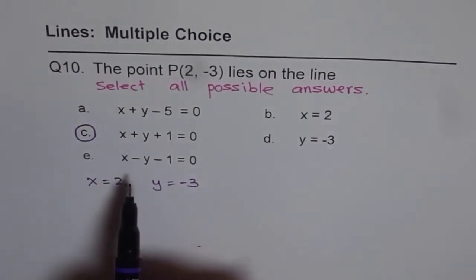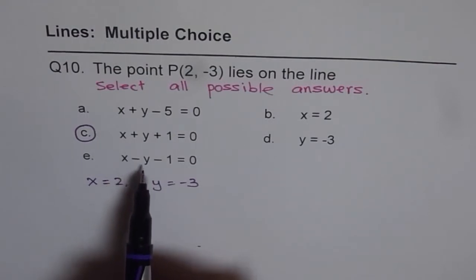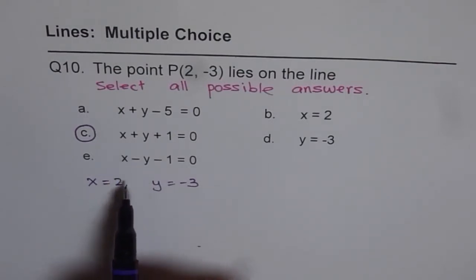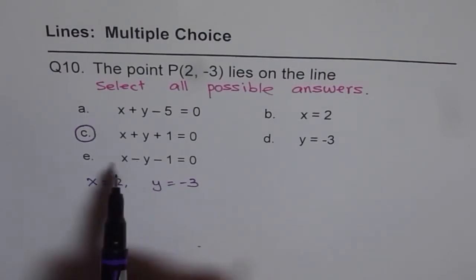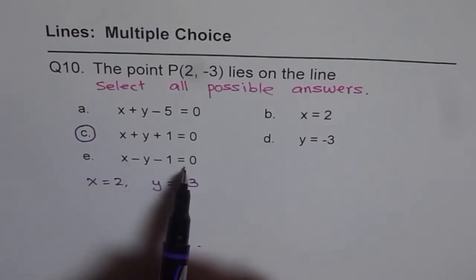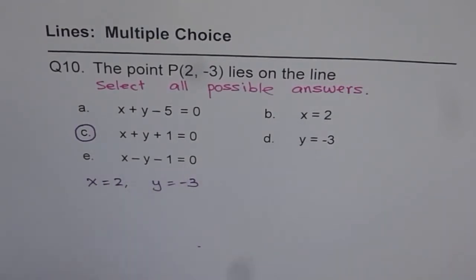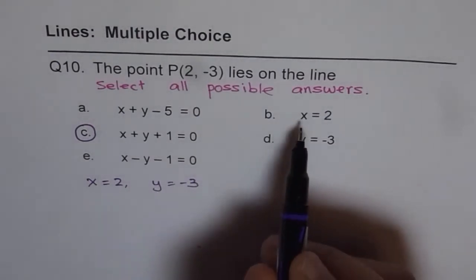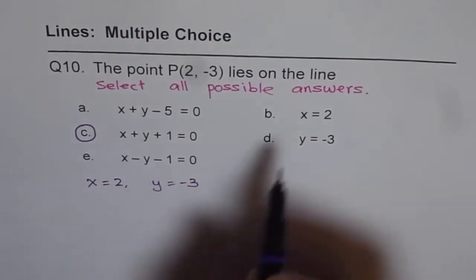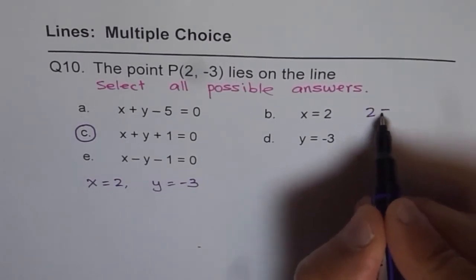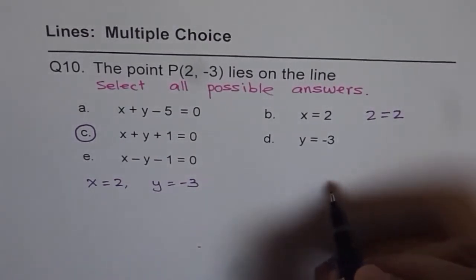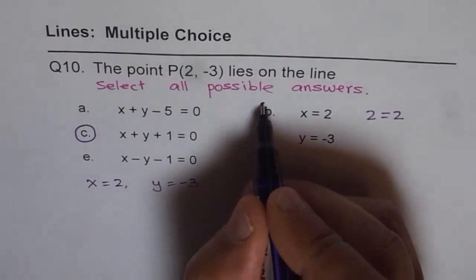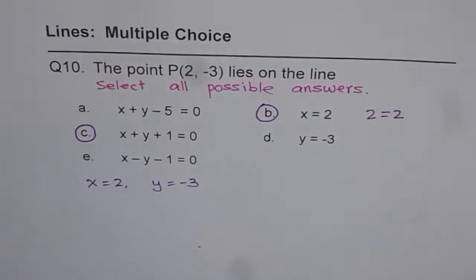Now here, we need x. If I put x as 2 and y as -3, it becomes 5, so this is also not satisfied. Now these two are kind of critical. If I put x equals 2, I get 2 equals 2, and that is always true. Do you see that? So this is a right answer also.